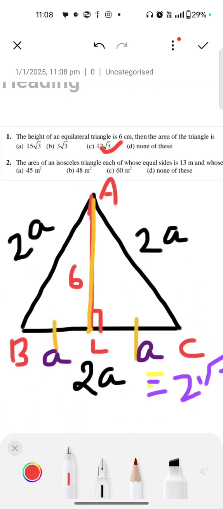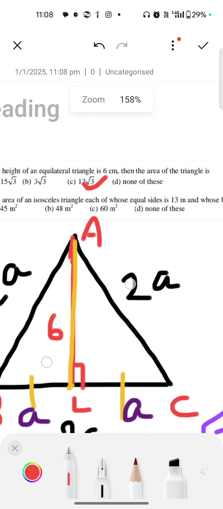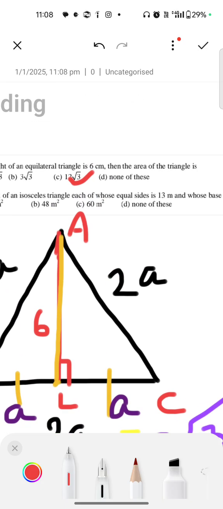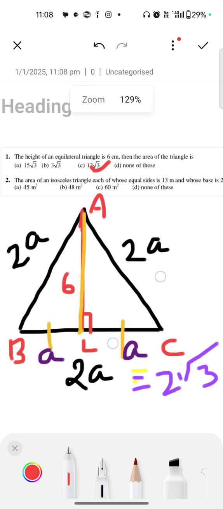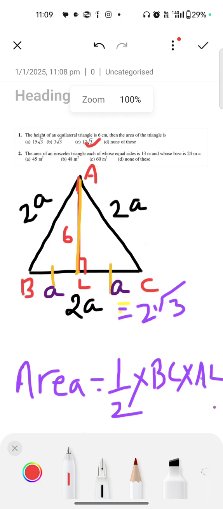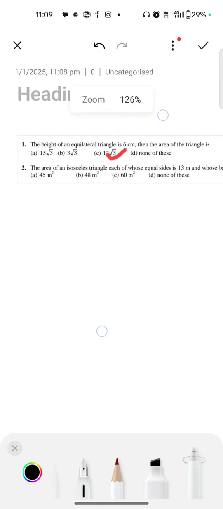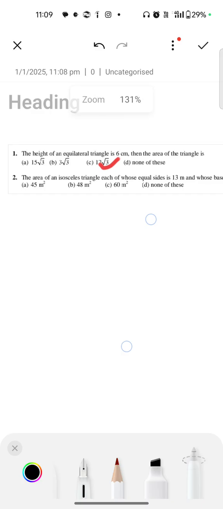The second question here: find the area of an isosceles triangle each of whose equal sides is 13 meter and whose base is 24 meter. Okay, give me one moment. I'm going to clear this page.